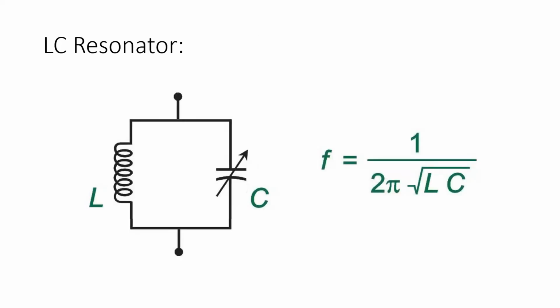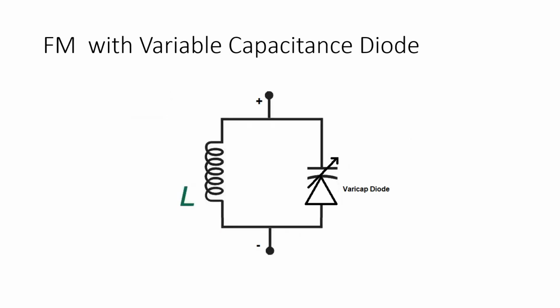Another way of accomplishing the goal of FM generation is to vary one of the reactive parameters of the resonance circuit. It may be the capacitor or inductor, but we know that practically we can vary the capacitor, so that we can use a reverse biased varactor diode in the resonance circuit to generate an FM wave.